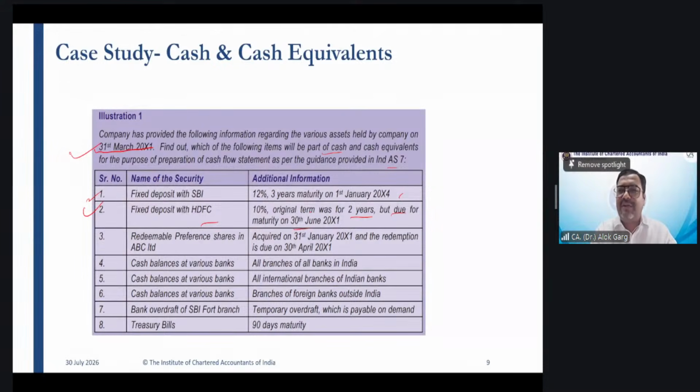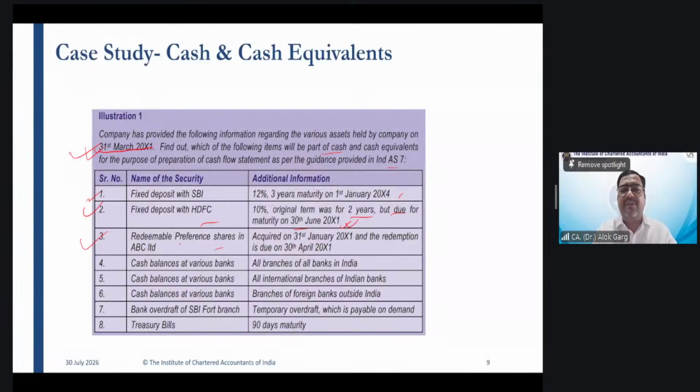Cash and cash equivalent, other bank balance, or non-current asset? It is other bank balance. You are absolutely right. It is a current asset because on 31st March, it is going to be redeemed on 30th June 2001. So within 12 months, but the original maturity was not 3 months, right? Right, Manoj? Yes. So it is other bank balances coming under the current asset.